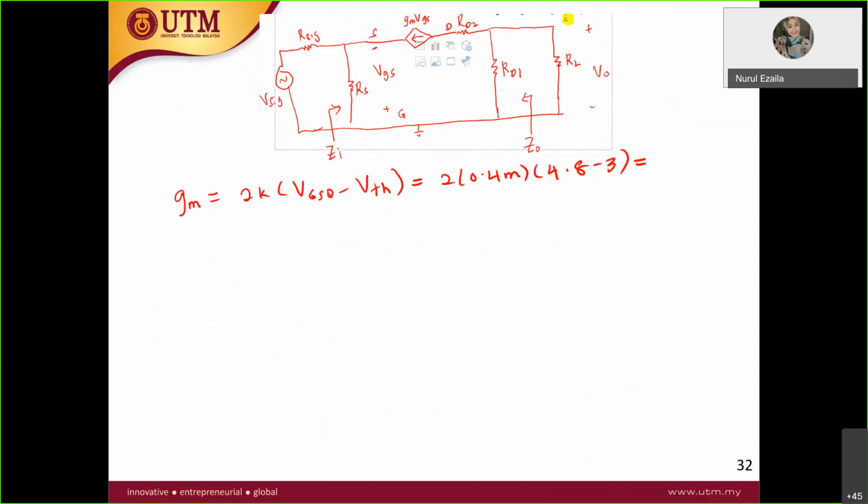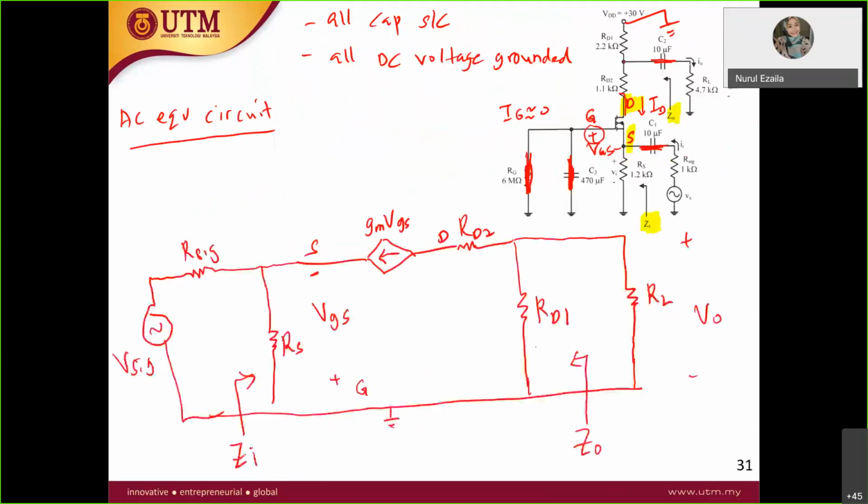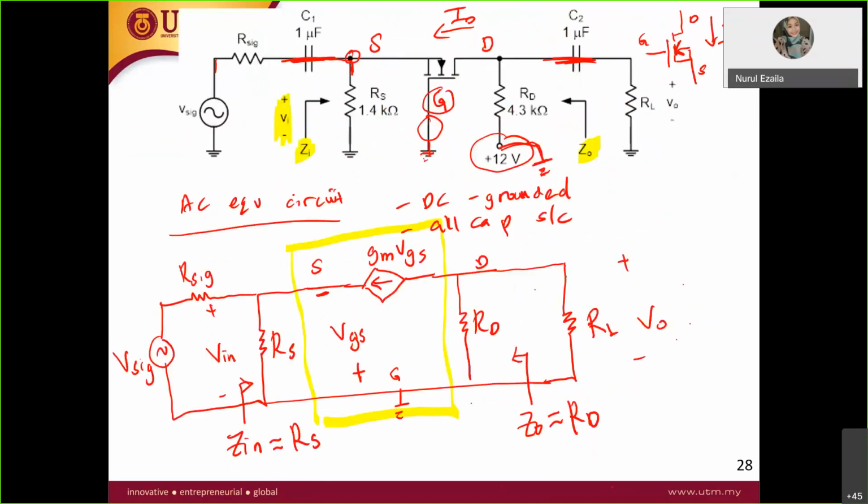So here you will get like 1.44 millisiemens. Okay, so this is your GM. And now we want to find your Z in. Okay, for the Z in.